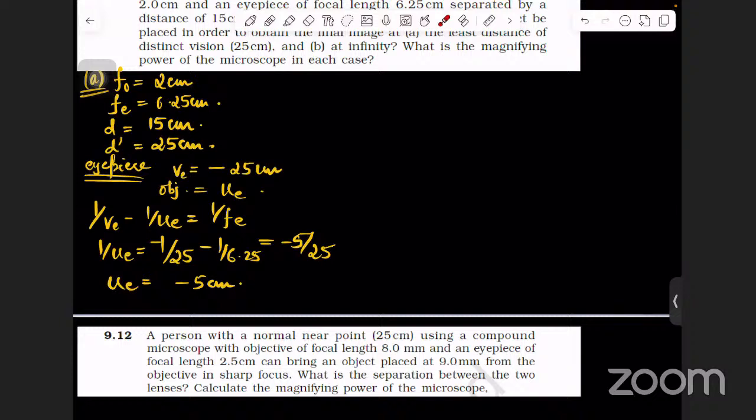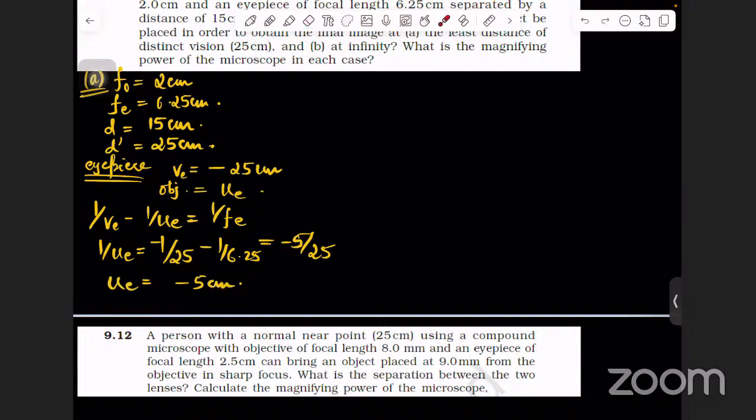What happens in a compound microscope is that the object is kept first, the objective will magnify and form the image. And this image of the objective will act as the object for the eyepiece. And the eyepiece will form the image of this, and this we view through our eyes. That's the actual working principle of the microscope.